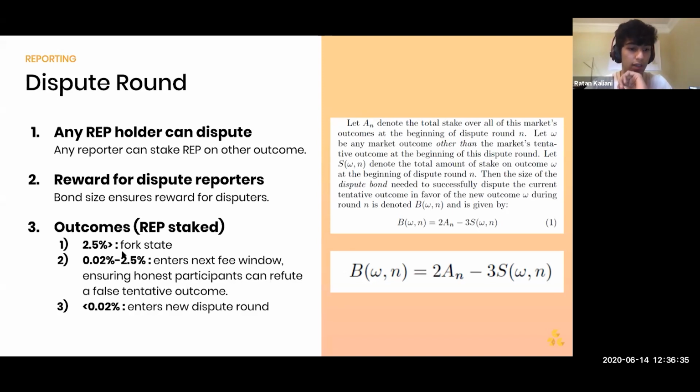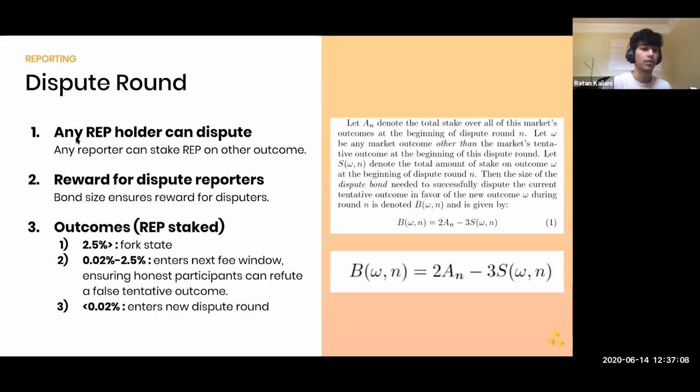And if we have less than 0.2% of the reputation staked, then the dispute round just continues until it's resolved. This really enables levels of assurance that, if enough users on the platform were concerned about the staking within the dispute stage, then we move again into a dispute round to ensure that the outcome is actually the real world outcome.